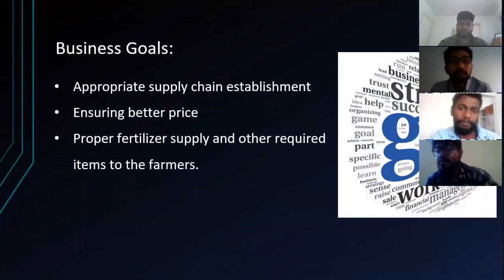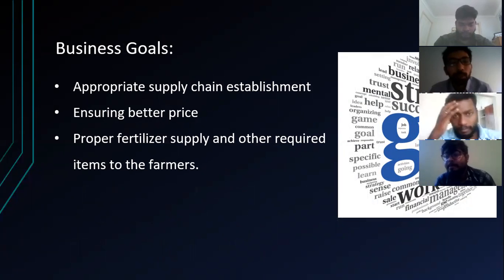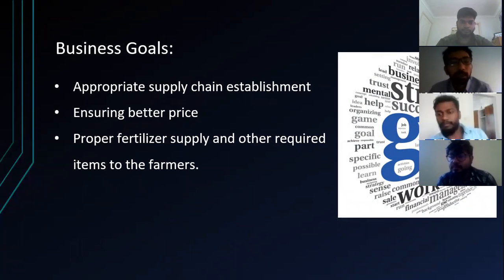Next one is business goals. The business has certain goals, one of them is supply chain establishment. Here we are going to establish a supply chain network for the business so that they can manage the delivery system and everything in a proper way. The business goals also ensure a better price to the farmer with all their equipment. The business also provides fertilizer and other items required for the farmers to produce their product.